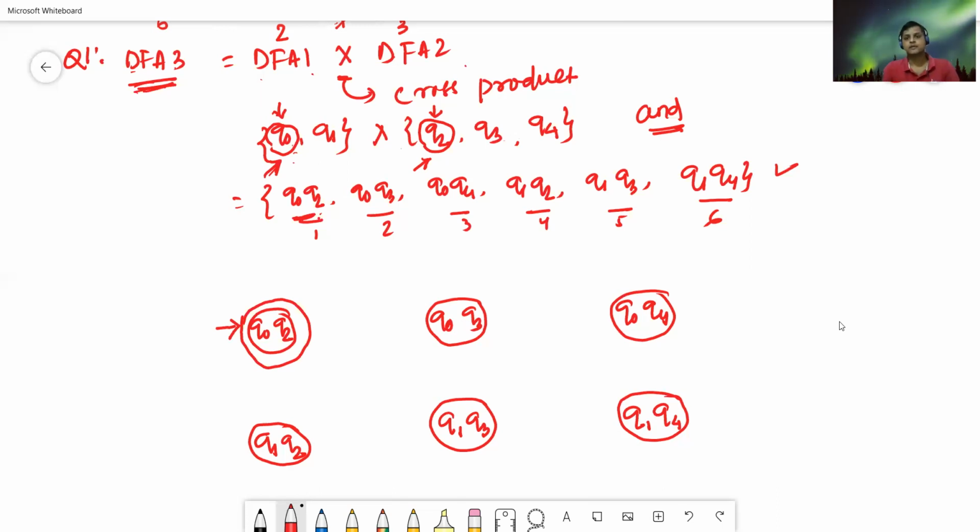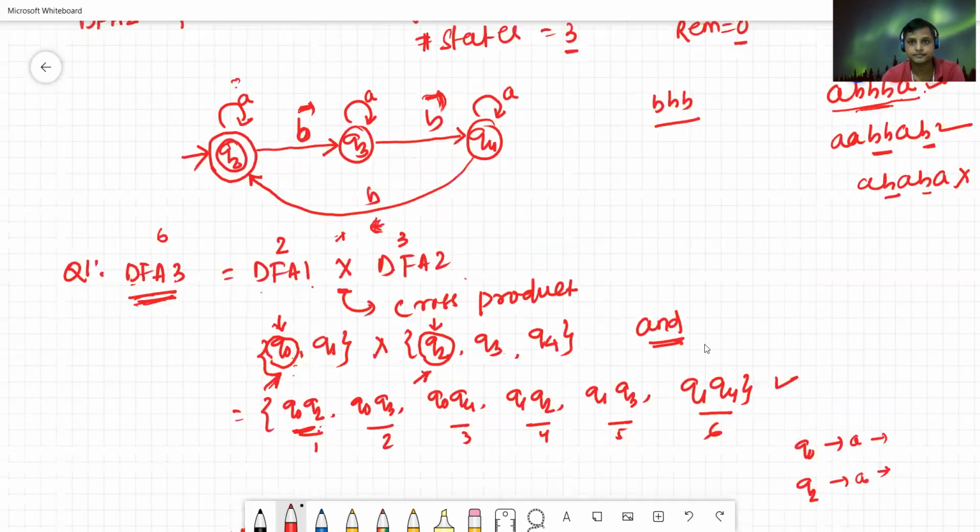Now the initial state, final state and all states are ready. Now we'll just take the transitions. How to take the transition? See here, now we'll check for Q0, Q2. Q0 reads A and Q2 reads A, then goes to which state?